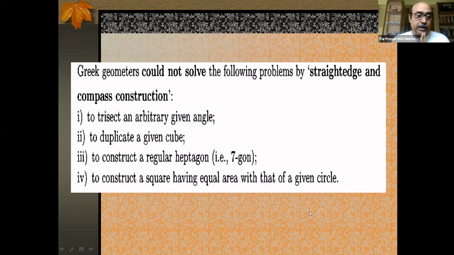You see that here, the fourth problem, the construction of a square, as I already have told you, poses the challenge of constructing the length of root pi by ruler and compass construction. Whether exact construction, just like construction of root 2 or root 5, you can manage by ruler and compass construction. But what about root pi? Can you do that? That was the challenge.